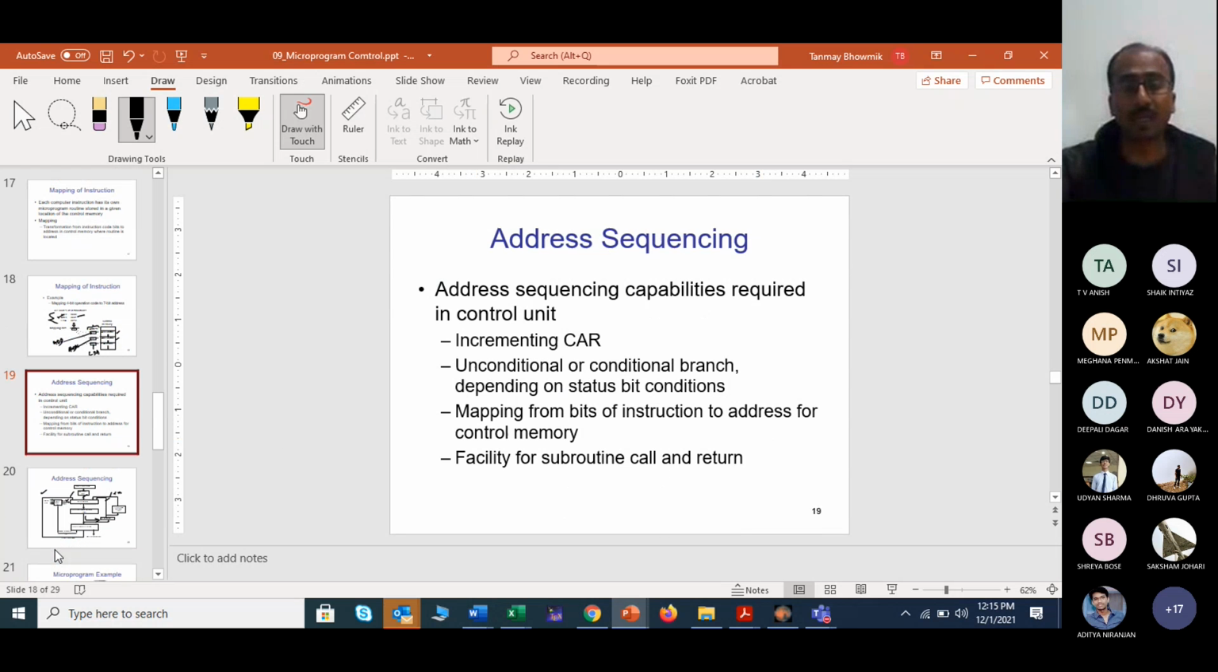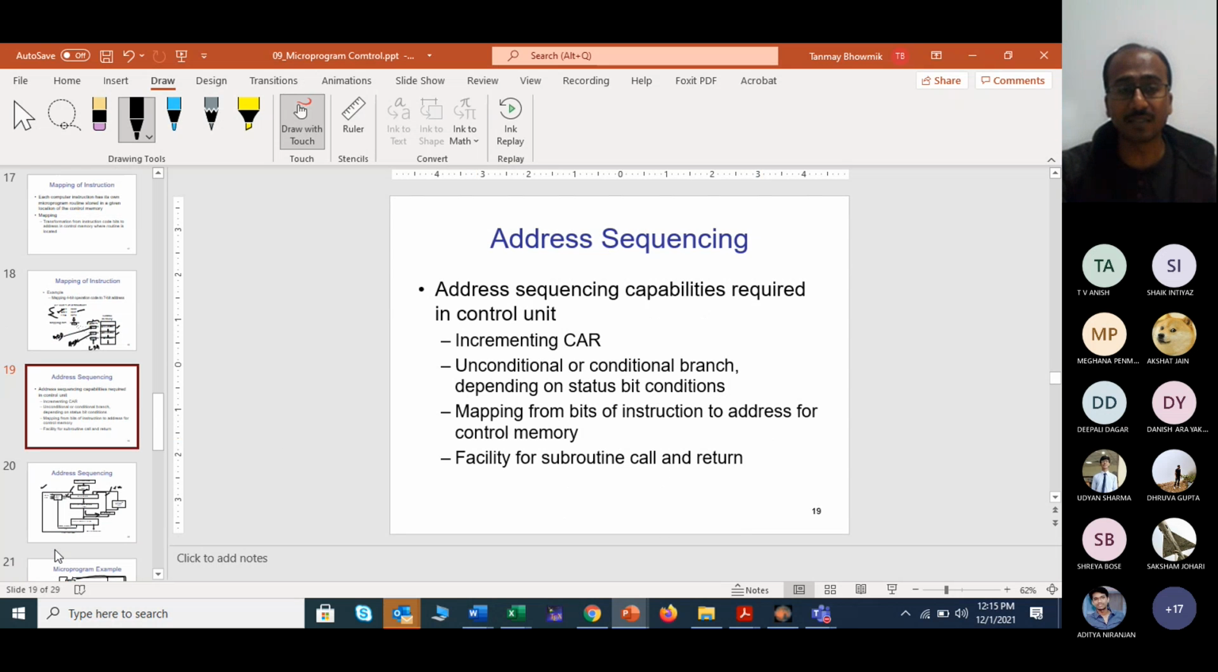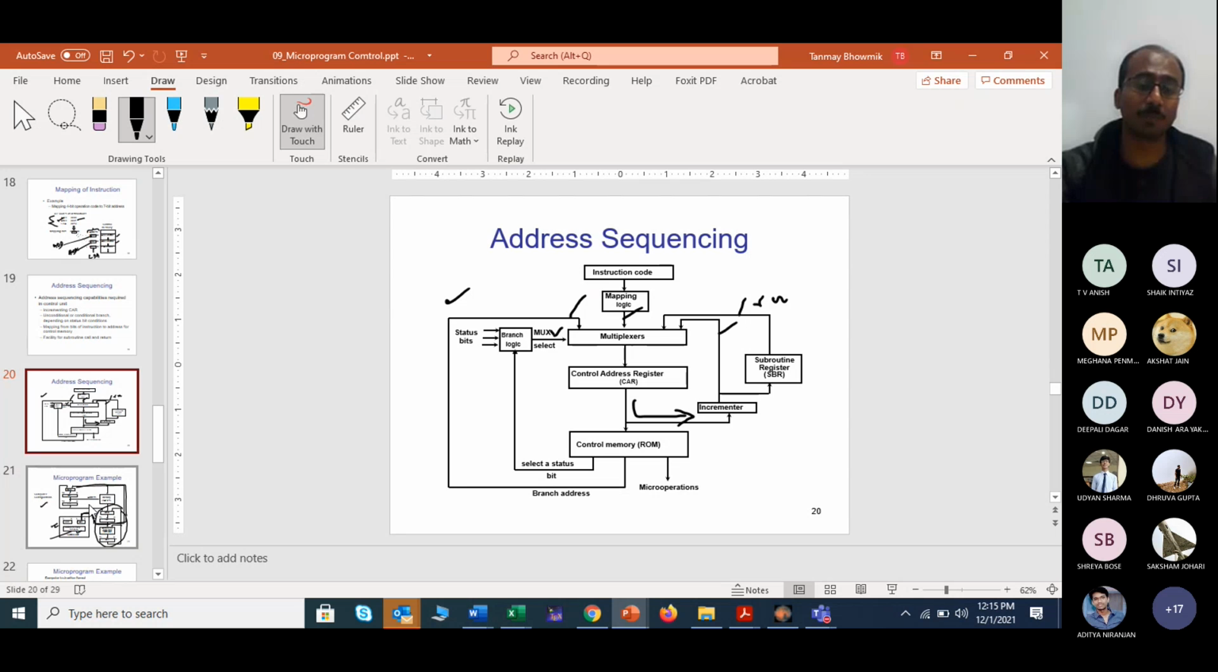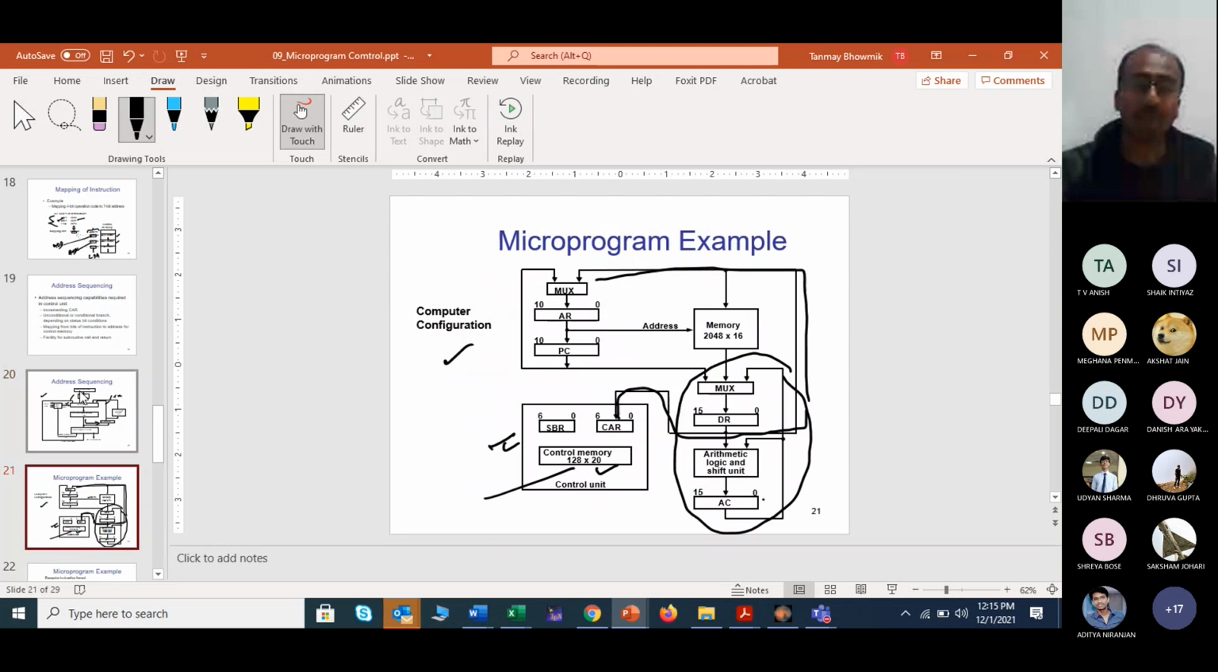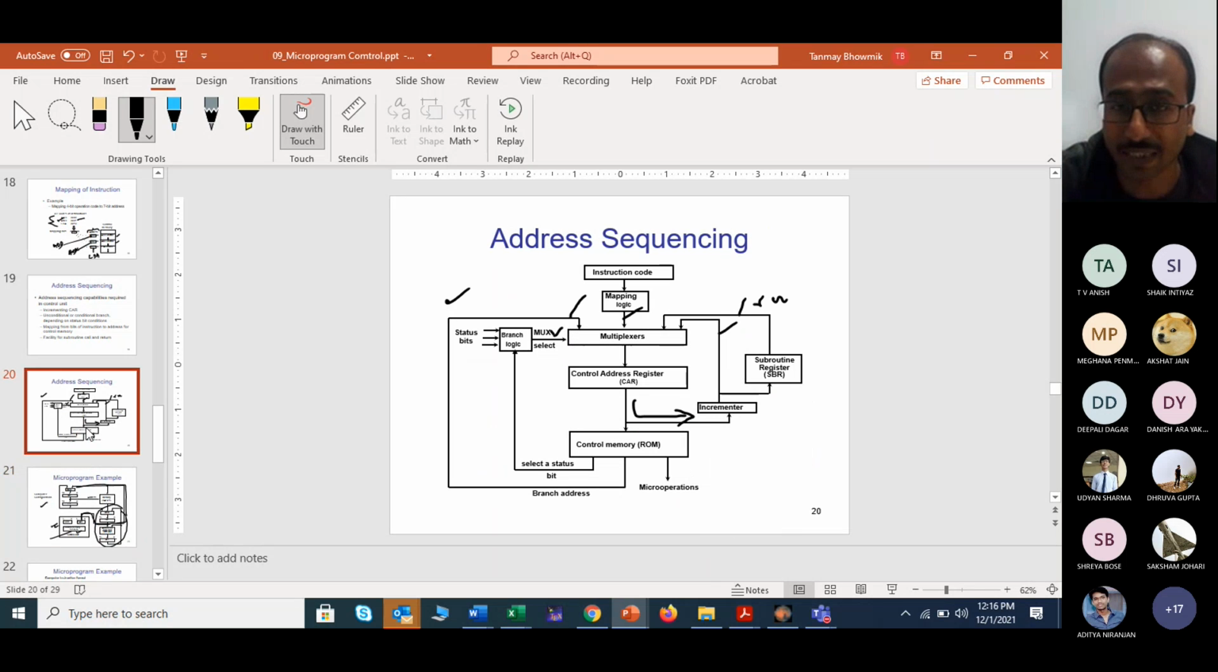So next, when you go to the address sequencing part, you will observe lots of big diagrams. I will say that these diagrams are required for your own understanding. Address sequencing means how your addresses are sequenced one after another, and what kind of devices are used for this address sequencing, that is very much required.